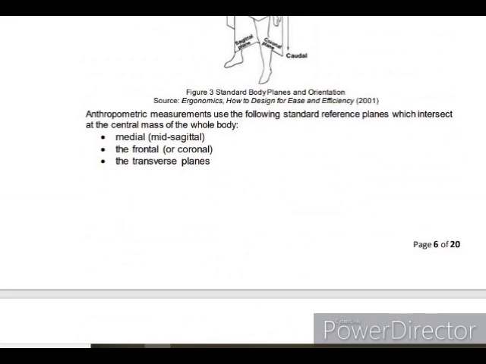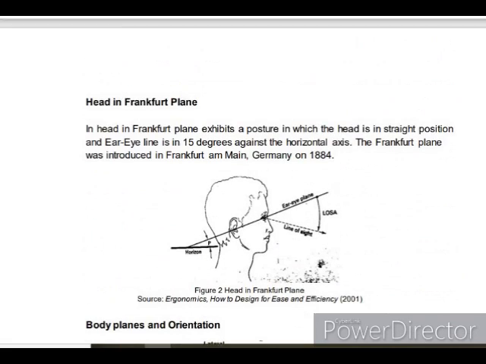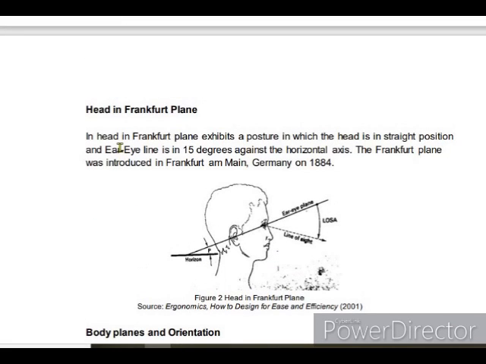Next, head in Frankfurt plane. So what is that? Head in Frankfurt plane exhibits a posture in which the head is in a straight position and ear-eye line is in 15 degrees against the horizontal axis. The Frankfurt plane was introduced in Frankfurt am Main, Germany in 1984. So even that small detail we should consider, okay?